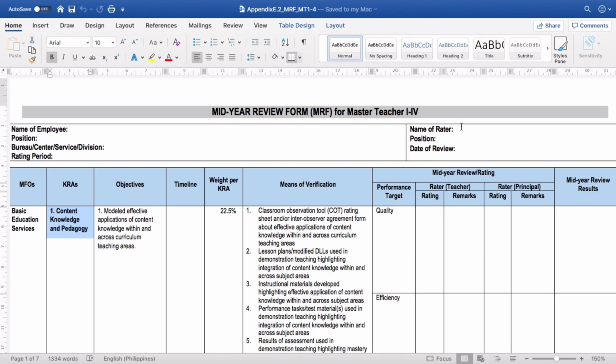Name of your rater. So, ito po yung principal natin or yung head teacher natin. And then, yung position nila. And then, the date of review, kung kailan po ninyo ipapasa ang inyong MRF.